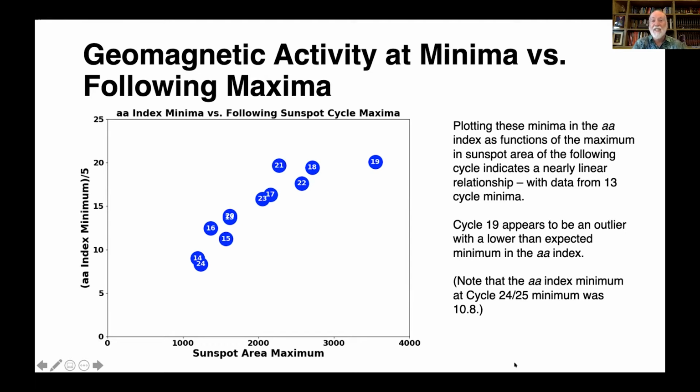Here again, cycle 19 is kind of out of line in that it's lower than you might have thought given the size of cycle 19. But again, a fairly good relationship between the geomagnetic activity at minimum and the size of the next cycle. There is where the AA index minimum was. It's the minimum for cycle 24, 25. And again, this is indicating a small cycle, maybe somewhat larger than cycle 24.